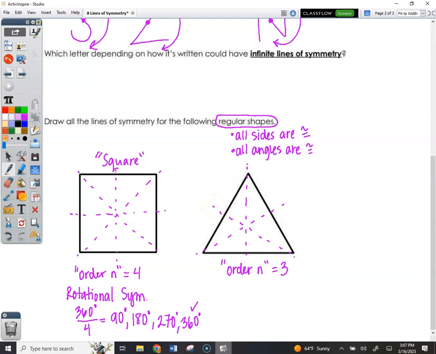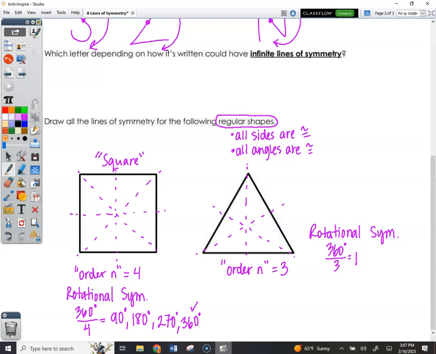All right. Now let's find the rotational symmetry here. Let's find the rotational symmetry. All right. How do you do that? 360 divided by 3. Yep. So what would it be? What's the smallest degree of rotational symmetry?